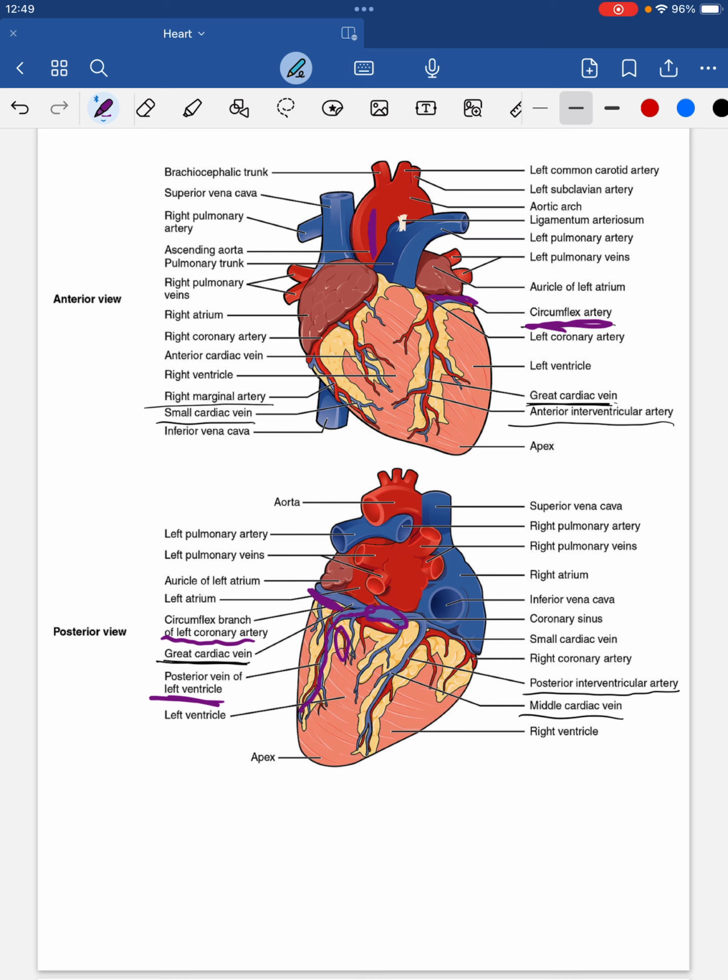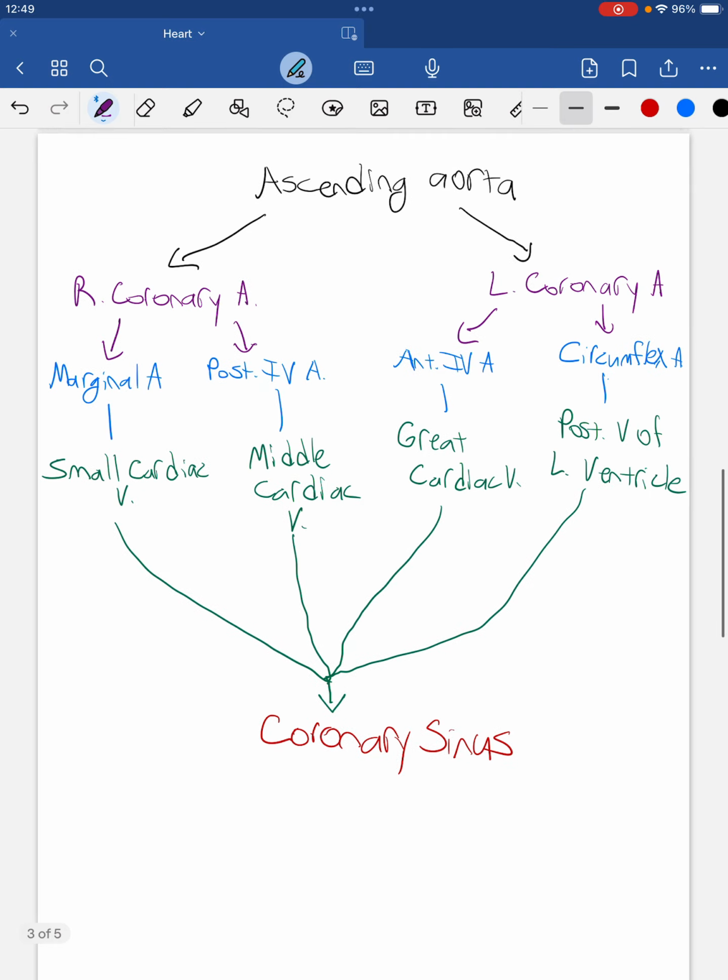Okay, so there's your coronary circulation. Make sure you know that. Again, feel free as you're studying, try to draw out this flow chart on your own, and that will really help you out.